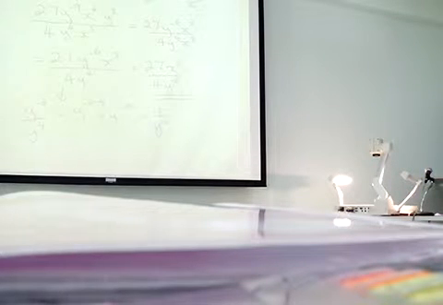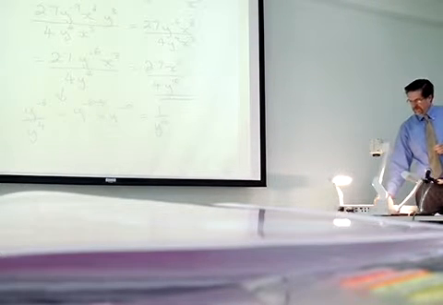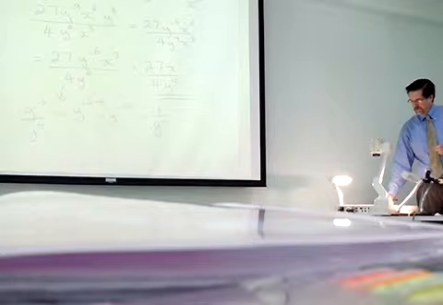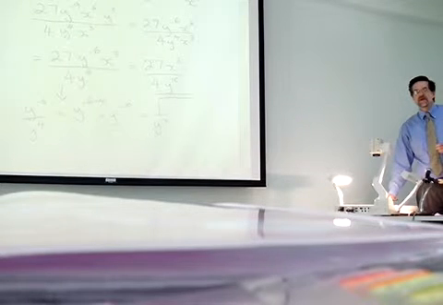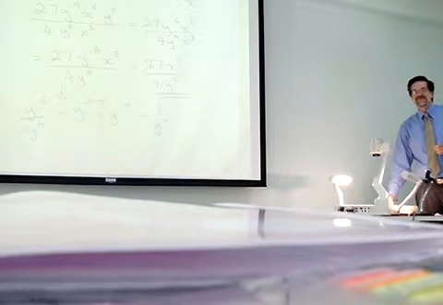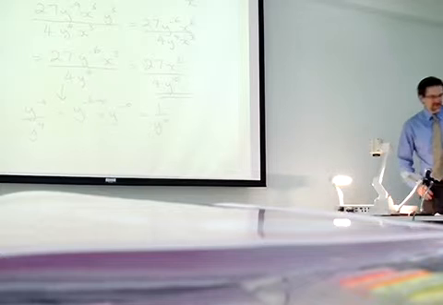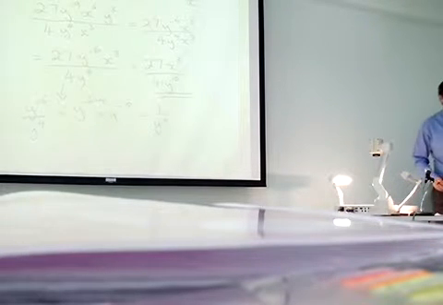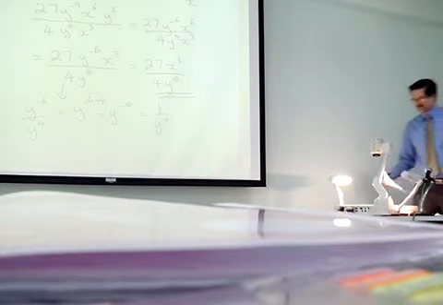So that would be as far as we could go. That's as simple as we can make it. y to the negative 6 divided by y to the 4 equals y to the negative 10. All right? Understand? Okay. Good. All right. What's next?